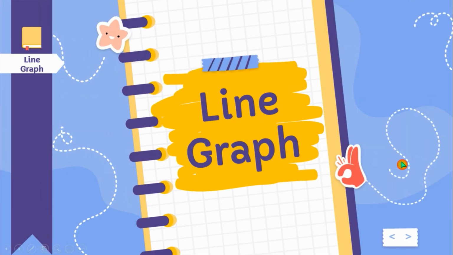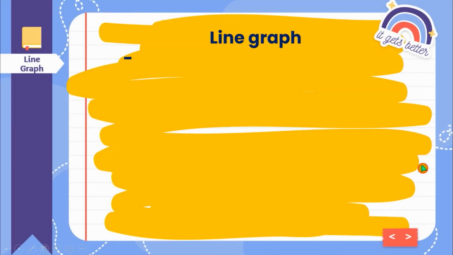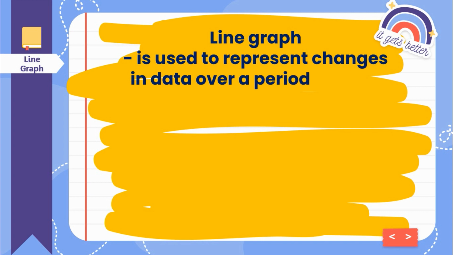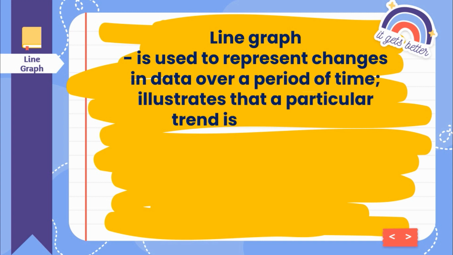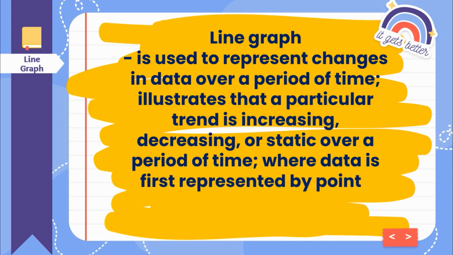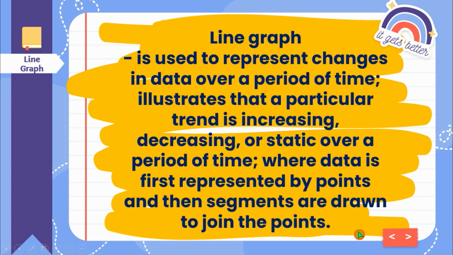So, let's proceed with line graph first. So, line graph is used to represent changes in data over a period of time. It illustrates that a particular trend is increasing, decreasing, or static over a period of time. It is where data is first represented by points and then segments are drawn to join the points.